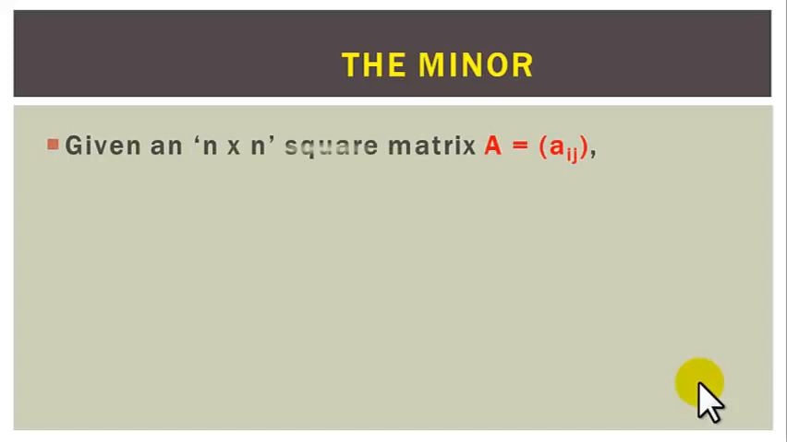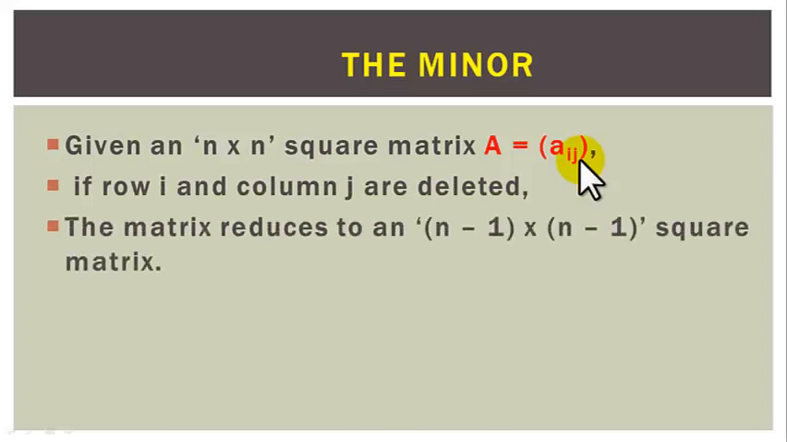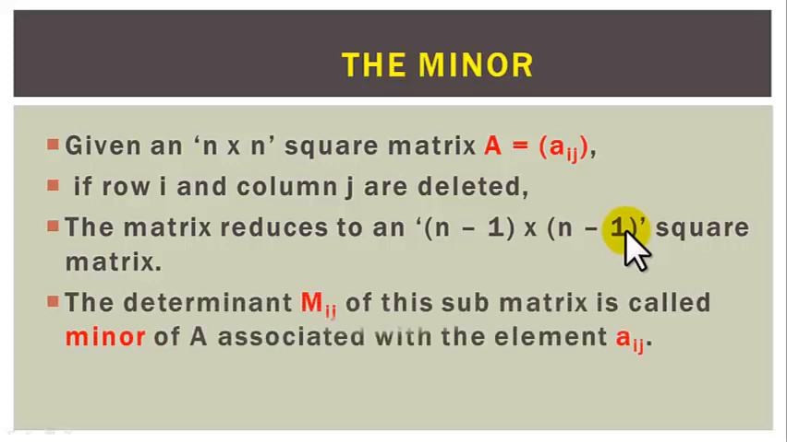The minor. Given an n by n square matrix A with entries Aij, if we delete row i and column j of this matrix, then the matrix reduces to an n minus 1 by n minus 1 square matrix. The determinant, denoted by Mij, of this submatrix is what we call the minor of A associated with the element Aij.